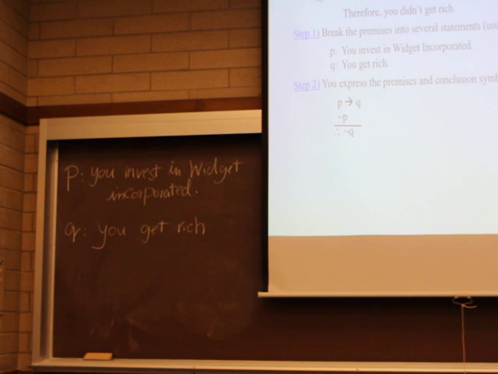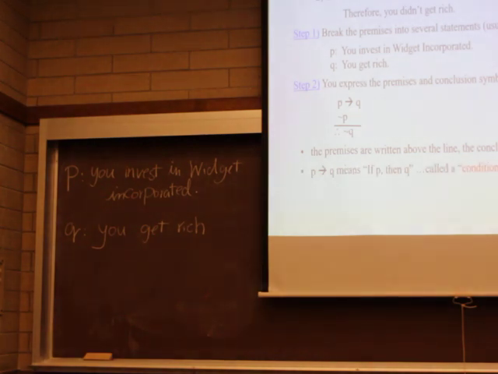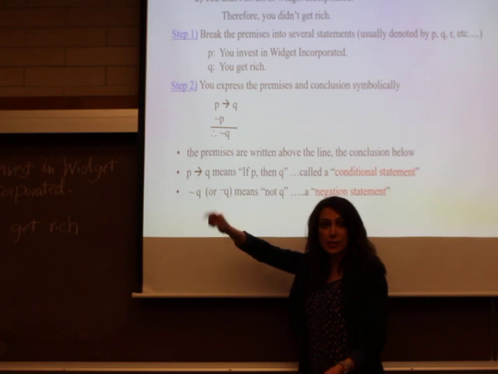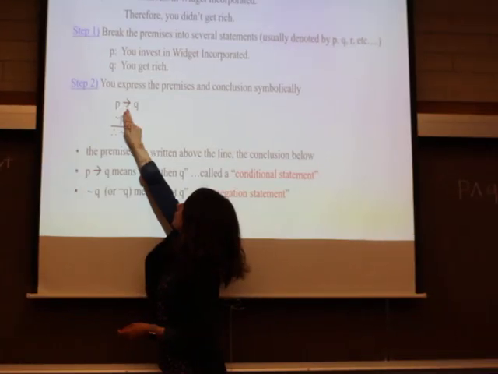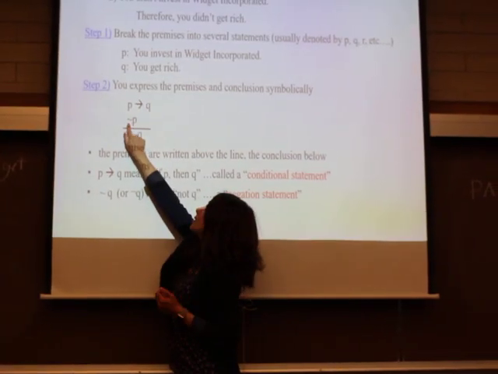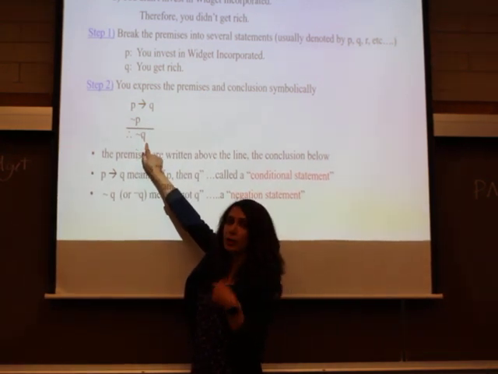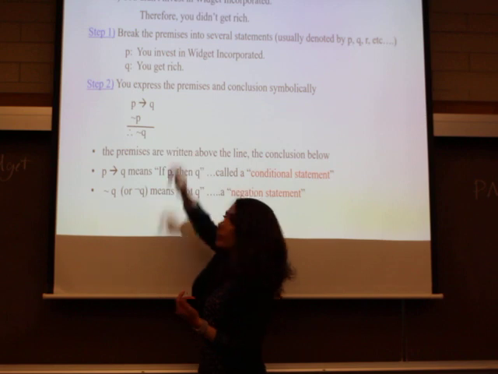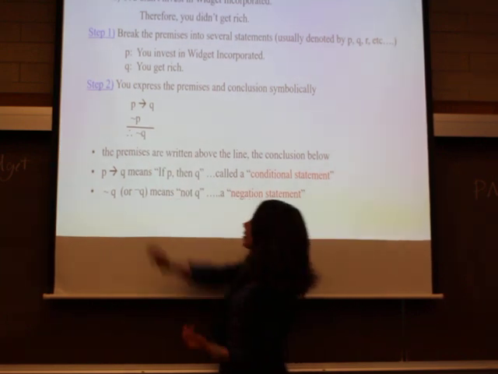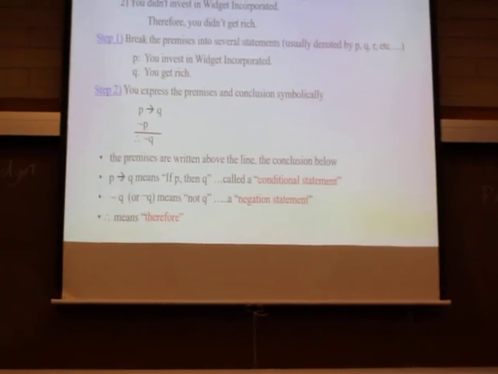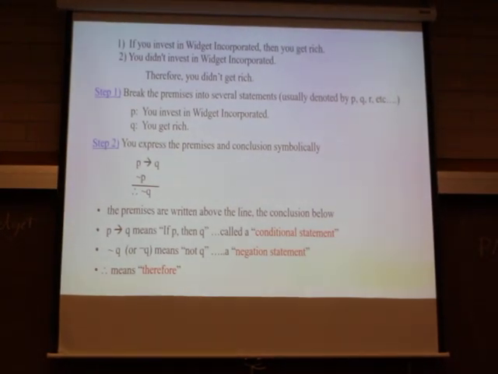That's step 2. One thing about step 2, right? Whatever I have above the line are my premises. So I have 2 premises. Premise 1 is P then Q. The second one is not P. Whatever I have below the line, here, not Q, is my conclusion. So whatever you have above the line are your premises. Below the line is your conclusion, right? Okay, here you go. That's step 2.